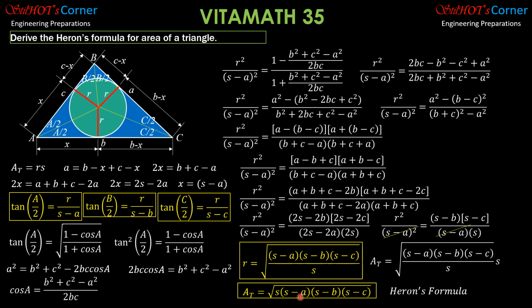So that's it. That's Heron's formula, and that's the area of a triangle given all three sides, which is the square root of s(s minus a)(s minus b)(s minus c), where s is half the perimeter, (a plus b plus c) all over 2.